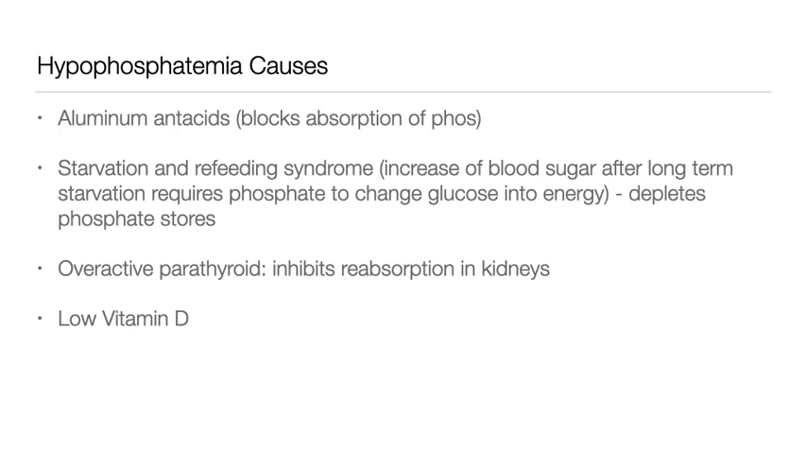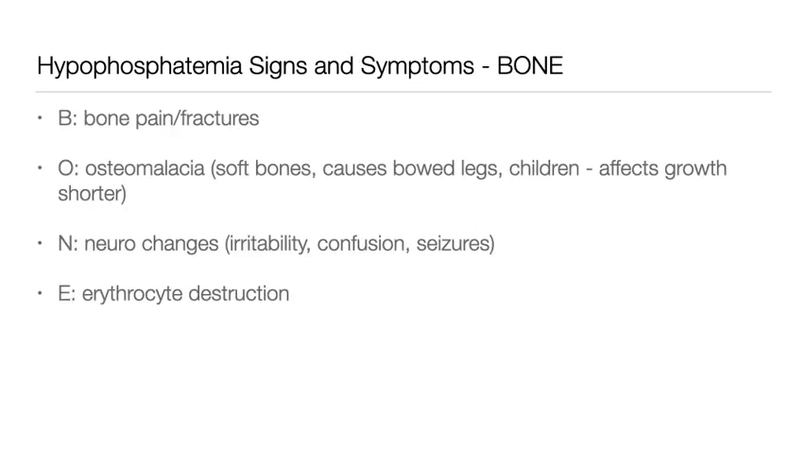So an overactive parathyroid can cause this as well. It stops reabsorption in kidneys, so you're going to dump the rest of that phosphorus. And then low vitamin D. Some signs and symptoms of hypophosphatemia would be bone pain and fractures, osteomalacia, neuro changes like irritability, confusion, and seizures, and then erythrocyte destruction.